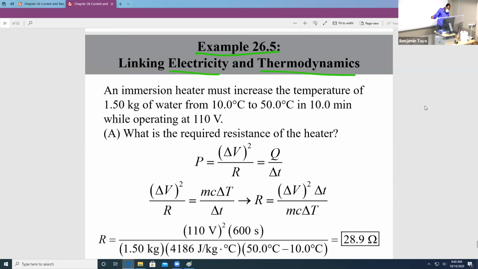Now, I'm going to give you a couple of seconds here. I want you guys to just read the problem very carefully. But what this is saying is that you have some electrical heater. And we have a mass of water that is 1.5 kilograms. And we want to raise the temperature from 10 degrees Celsius to 50 degrees Celsius. And the time that it takes for this to be accomplished is 10 minutes, while this is operating at 110 volts.